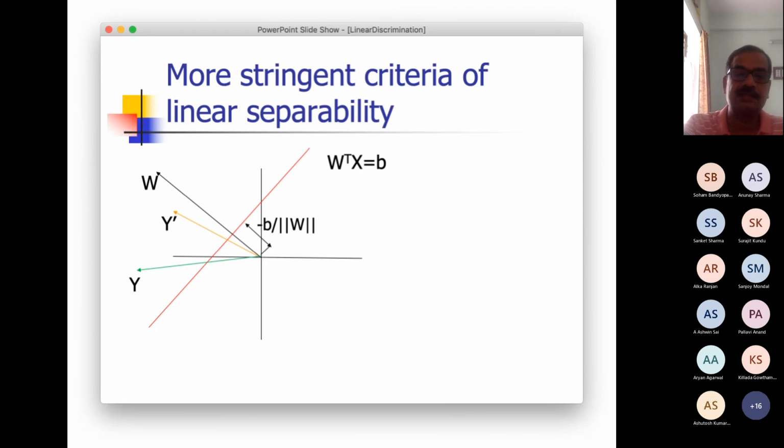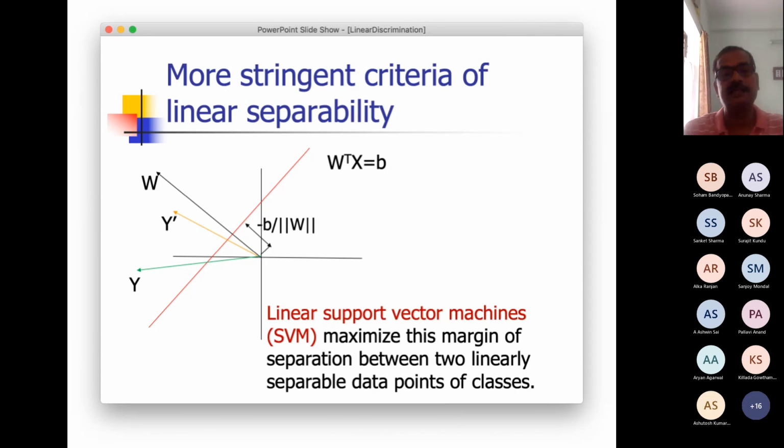So this is the interpretation. If you put B, then you are ensuring that you are considering only those samples which are misclassified samples, which are at a distance, minimally at a distance between. So this is the distance B by the norm of W.